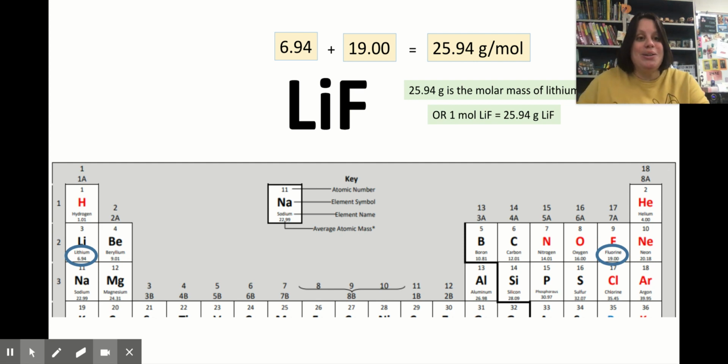So that's how we're going to do it. We're going to be taking the masses of each individual element and adding them together to get a total molar mass for a compound.